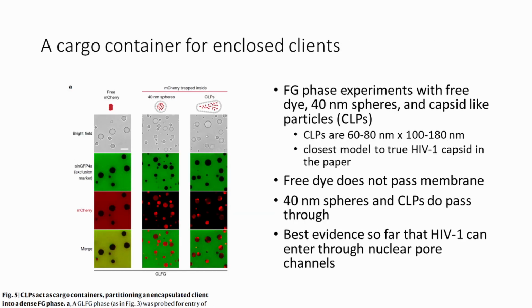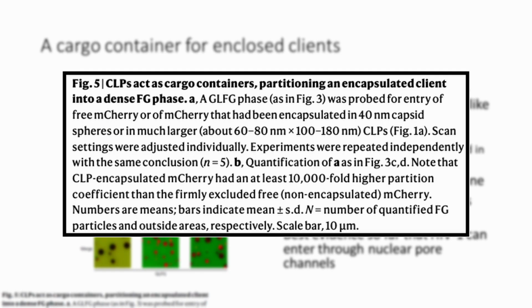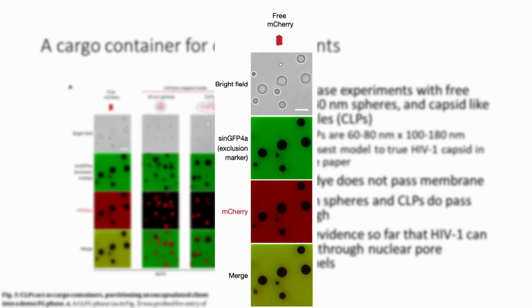Now we're in the last section, a cargo container for enclosed clients. This is maybe the biggest experiment in the paper to show us how the capsid could get through. Here's our design. This is more of the FG phase experiments, which is the model with a membrane with the FG repeat domain nuclear pore complexes, not an actual cell. And we have our negative control on the left of the free dye. This time they used mCherry, which is a red fluorescent dye, and it doesn't get past the membrane. You can see because in the mCherry trace and the merge trace, it's all black dots.